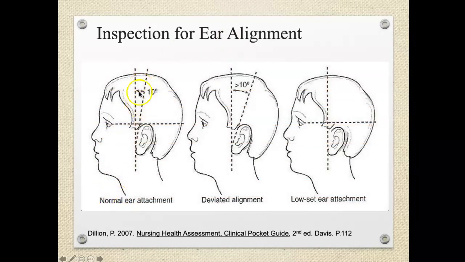Again, so here's your normal ear attachment. If you have the outer canthus of the eye, the ear should align with that outer canthus of the eye, and the degree of the ear tilting back should be no more than about 10 degrees.